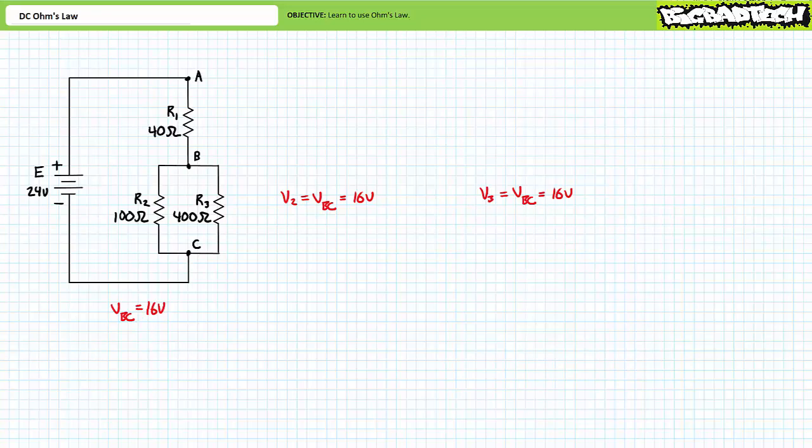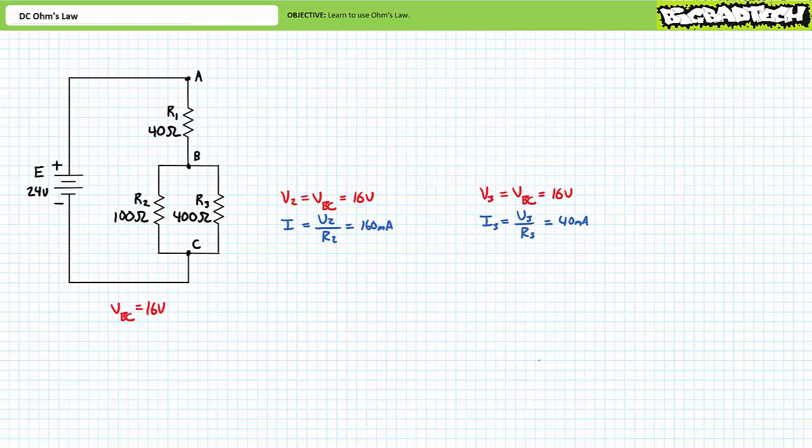Consider resistor R2 from node B to C. We know resistance and we know voltage. Current is equal to voltage over resistance. An application of Ohm's law demonstrates current through resistor 2, I2, is 160 milliamperes. Consider resistor 3, also from node B to C. We know resistance and we know voltage. Current is equal to voltage over resistance. An application of Ohm's law demonstrates current through resistor 3 is 40 milliamperes.